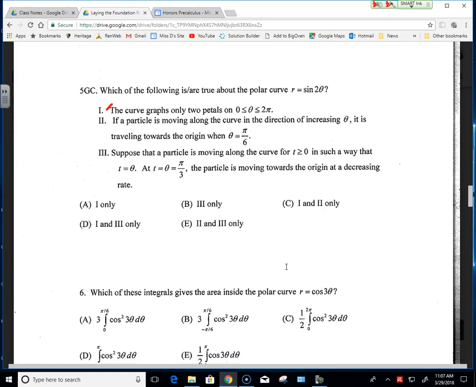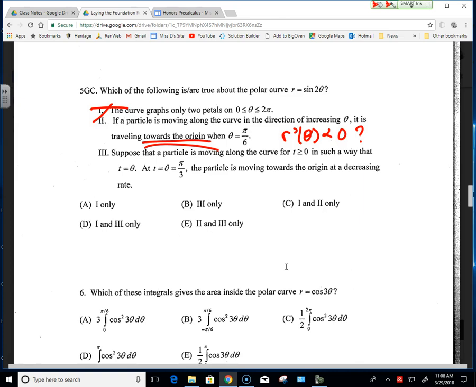Number 2. If a particle is moving along the curve in the direction of increasing theta, which means just the normal 0 to 2 pi increasing theta, is traveling towards, we've talked about this. What dimension is it talking about? What quantity is it talking about if it says towards the origin? Is that x, is that y, is that theta, or is that r? R. R is how far out from the origin. Not horizontal, not vertical. R is how far out. So what it's asking is, towards the origin is r prime of theta negative at pi over 6. Because then r would be decreasing. If r is decreasing, the particle is moving towards the origin. Does that make sense? So what do we have to do?